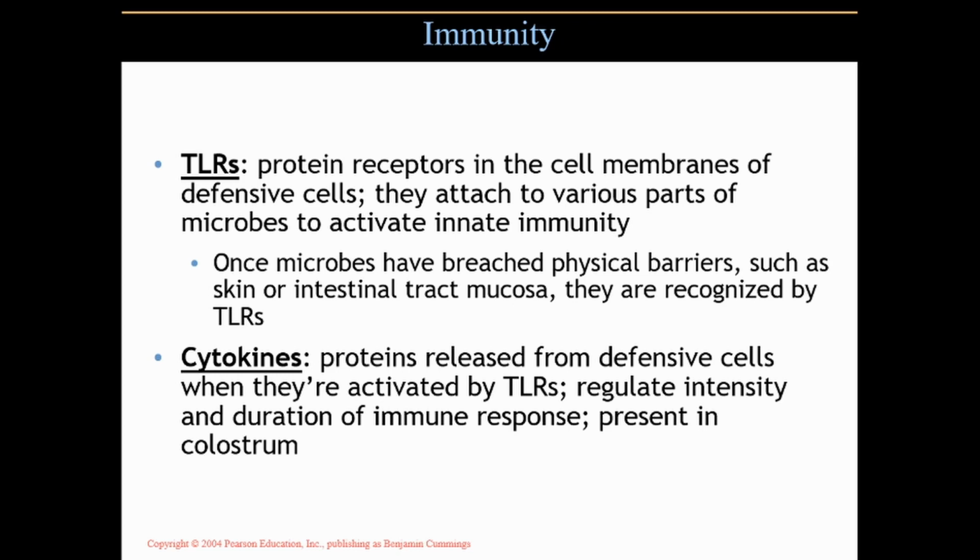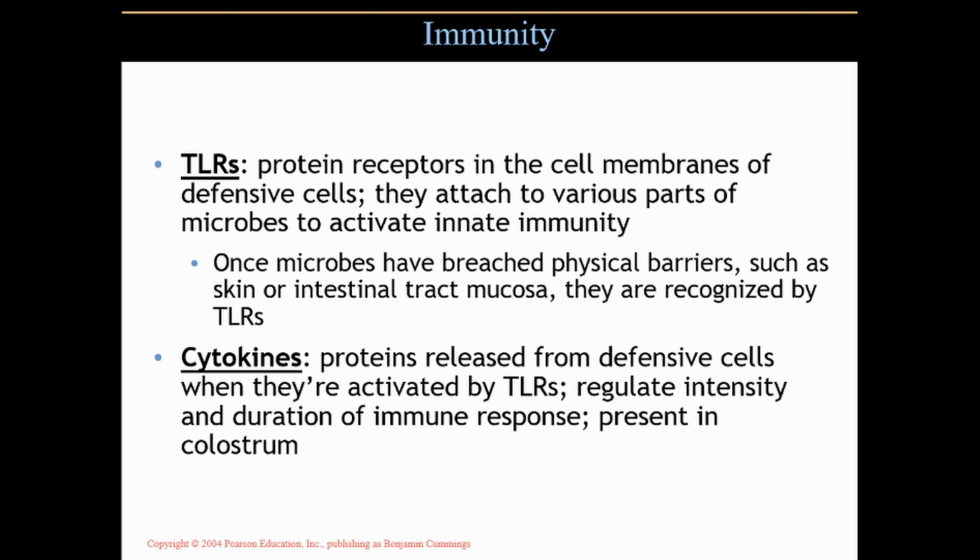So these are protein receptors in the cell membranes of defensive cells. They attach to various parts of the microbes. They activate innate immunity. So these are proteins that, when they recognize that this is an antigen, a foreign body, a foreign protein, will begin initiating innate immunity and some of the systems that are involved with that. So once microbes breach these physical barriers, for example, our skin or the mucosa of our intestinal tract, they're recognized by TLRs, and then that begins a cascade of events that follows thereafter, all involved in regulating and beginning innate immunity.